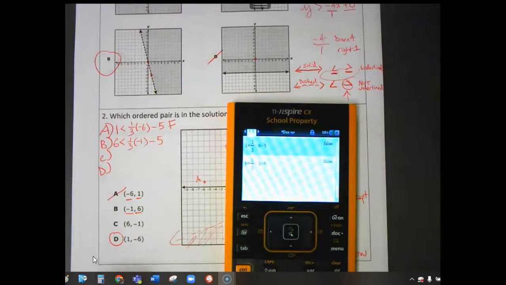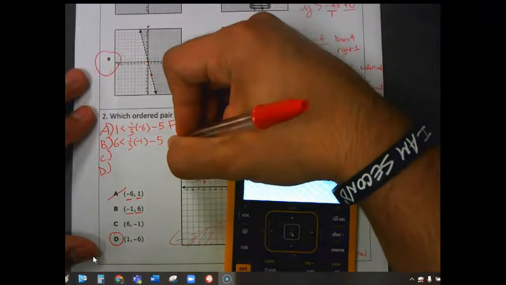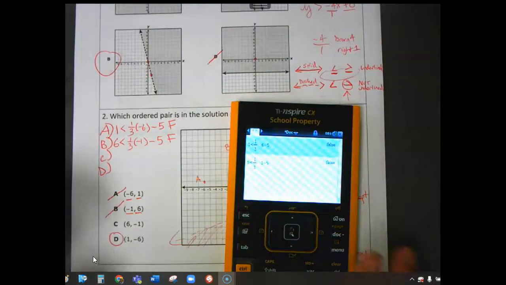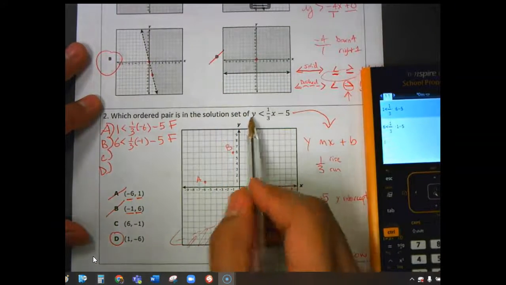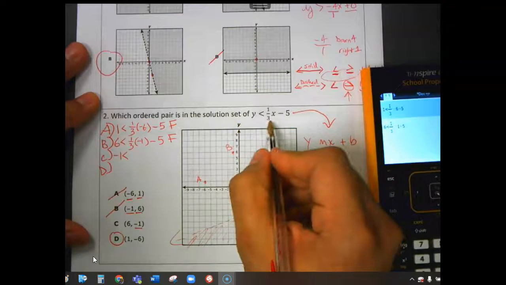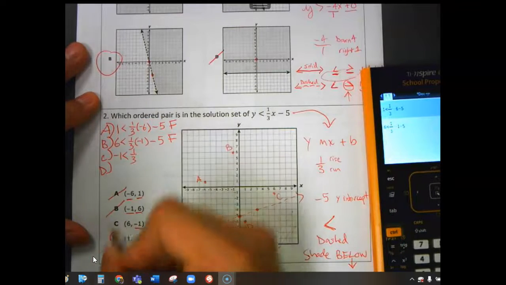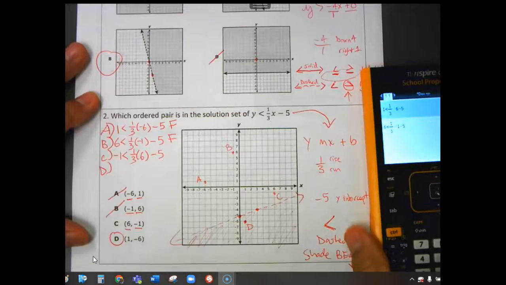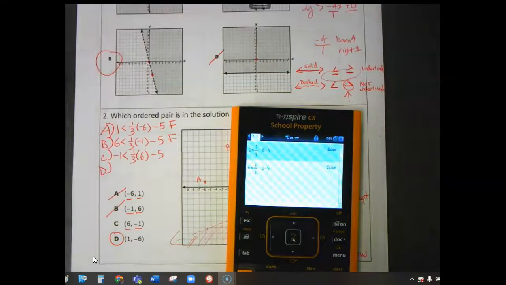Okay, I type this one in, I hit enter, it's another false. Doesn't work. Okay, let's write the next one. y, which is -1, less than 1/3 x. x is 6, so put that in parentheses, minus 5. So once again, I want to type that in.